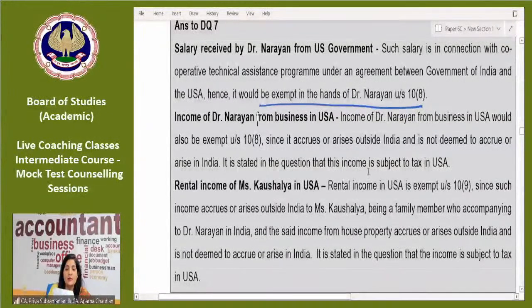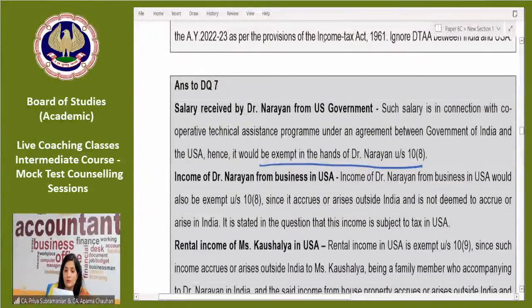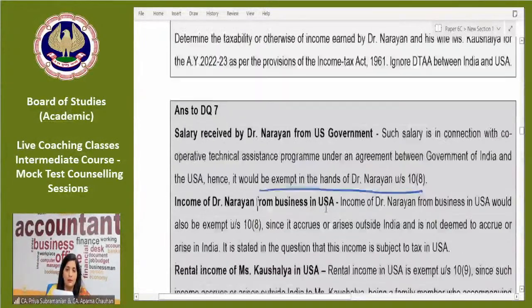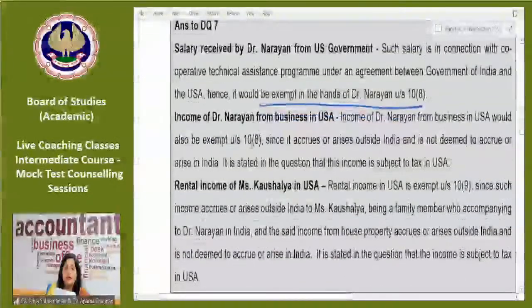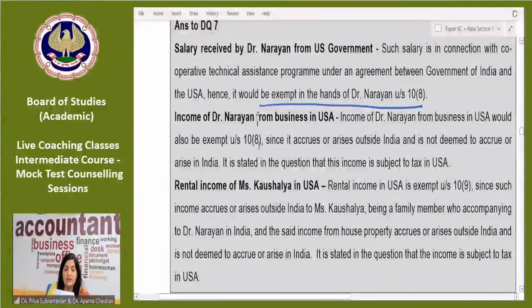Further condition is there. The salary income is straightforward, strictly exempt in the hands of Mr. Narayan. But in case of other income, like business income in this case, if it is subject to tax outside India, then the exemption would be applicable. In the facts, it is clearly stated that both these incomes are taxable in USA and were credited to their bank account in USA and later transferred to their bank account held in India. So these incomes are already taxable outside India in USA, and accordingly, the exemption provision would be available. This income would be exempt in the hands of Mr. Narayan, business income, by virtue of Section 10(8).